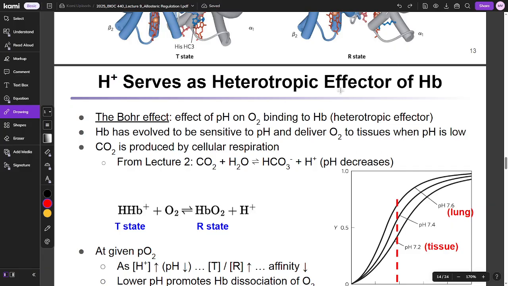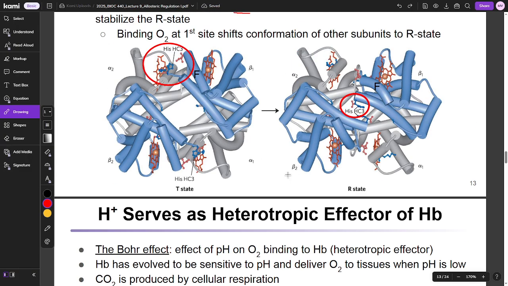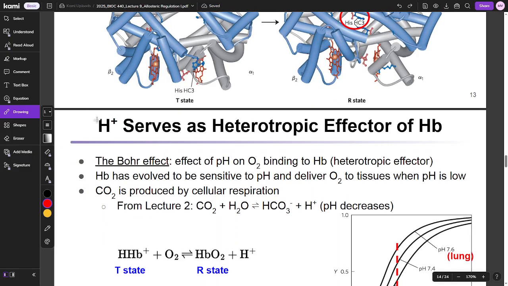Okay, this is where testable information really comes into play. This stuff is testable, obviously, but this is where it really becomes testable. So H plus serves as a heterotropic effector. Talked about it before. H plus affects O2 binding. Not the same molecule, heterotropic.